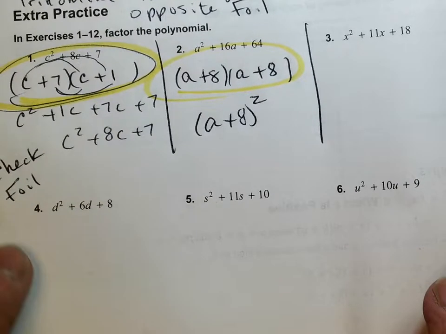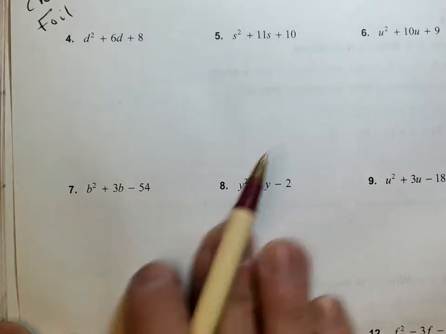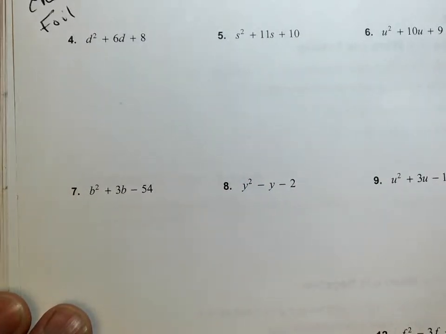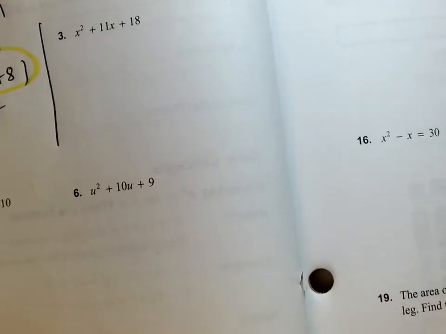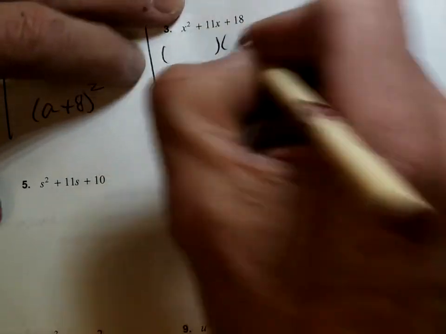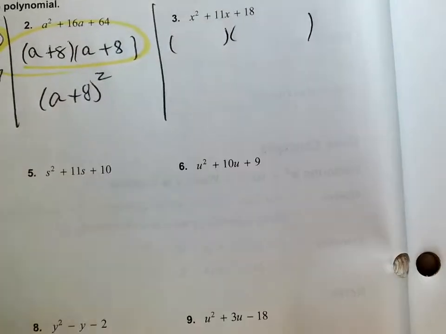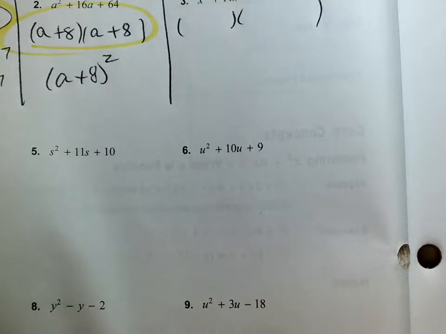Okay, let's shift down to 7, or do you guys want to practice the rest of these? Let's do them all. We've got time. How about number 3? What do you think? Okay, parentheses, parentheses. Why don't you guys try number 3 on your own real quick?